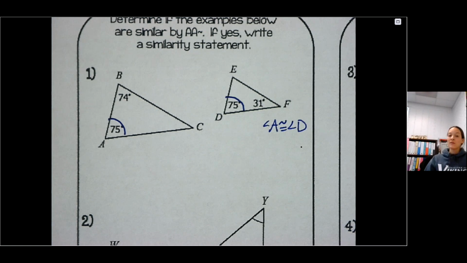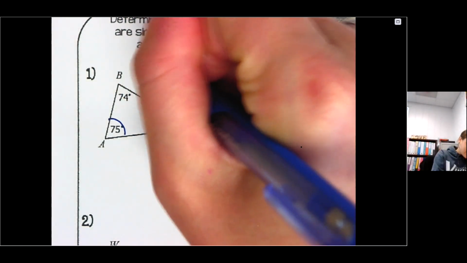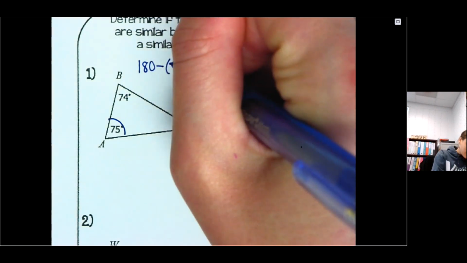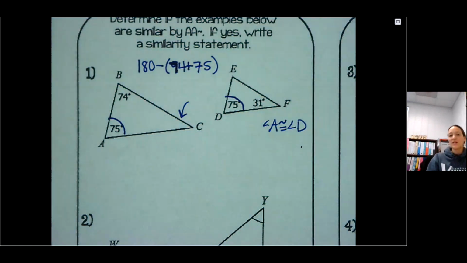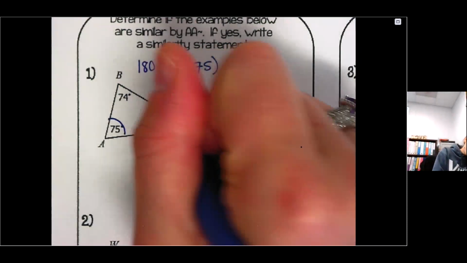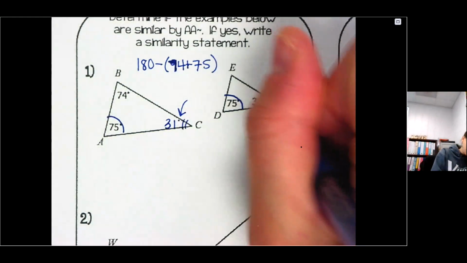Yes, you can. How? You just add them up and subtract them from 180. Okay, so do it. No, you just subtract from 180. What do you get? So someone do it. 31. You get 31. Is that the same as something else? Yeah. Angle C and angle F are the same.